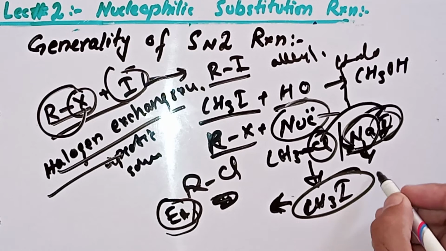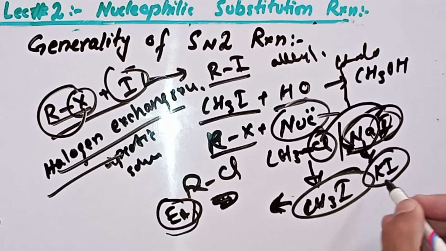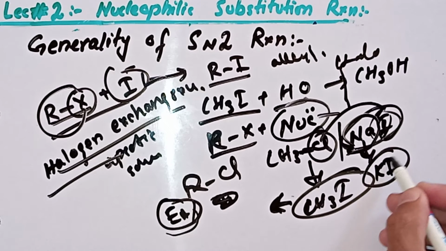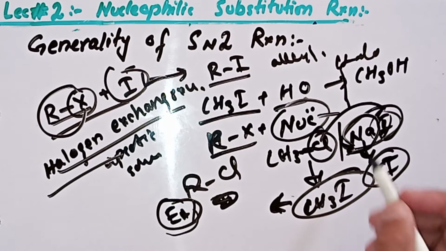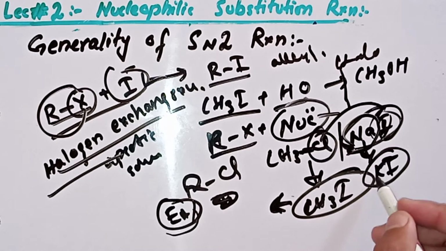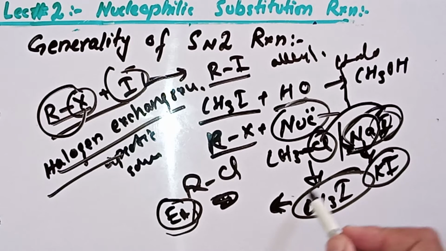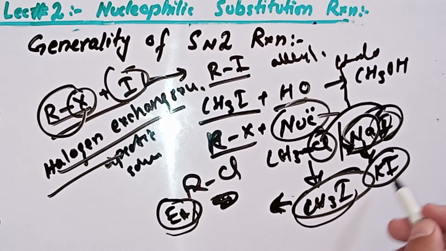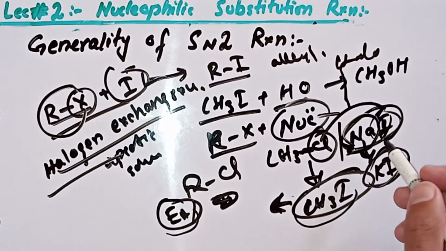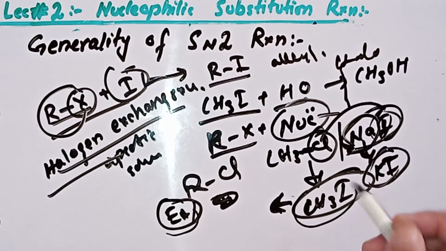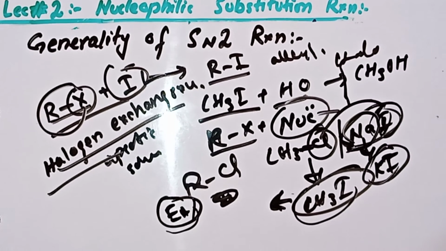NaI is not as strong as KI. KI is a very strong base instead of NaI. So KI will give the product CH3I. When we use KI as a reactant, the product will be formed faster as compared to when we use NaI, sodium iodide. Is it clear? Yes, that is clear.